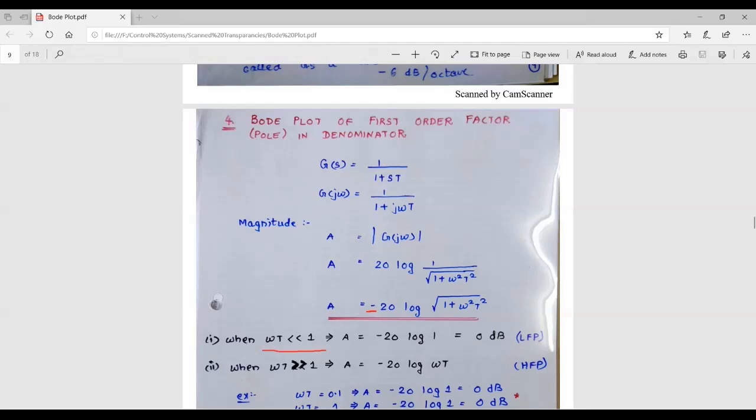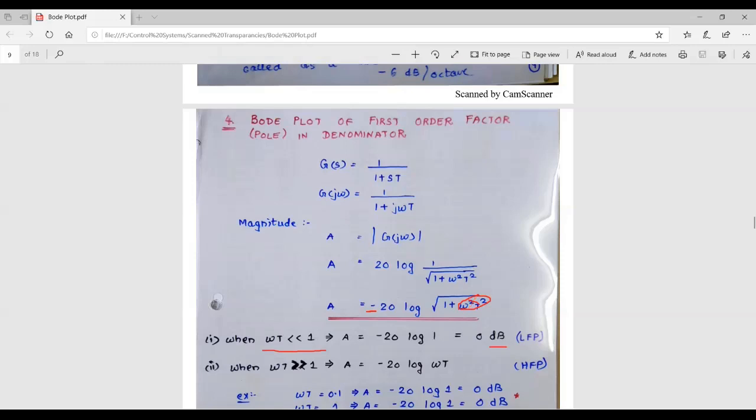What is this going to be? Minus 20 log of under root 1, because this portion will be negligible with respect to 1. So we can completely neglect it and we will consider only 1. Under root of 1 is 1. Log of 1 is equal to 0, right? So minus 20 log of 1, that is minus 20 into 0, that gives you 0 dB. Okay, I'll tell you the significance of that a bit later. Let us just first see the mathematical part.